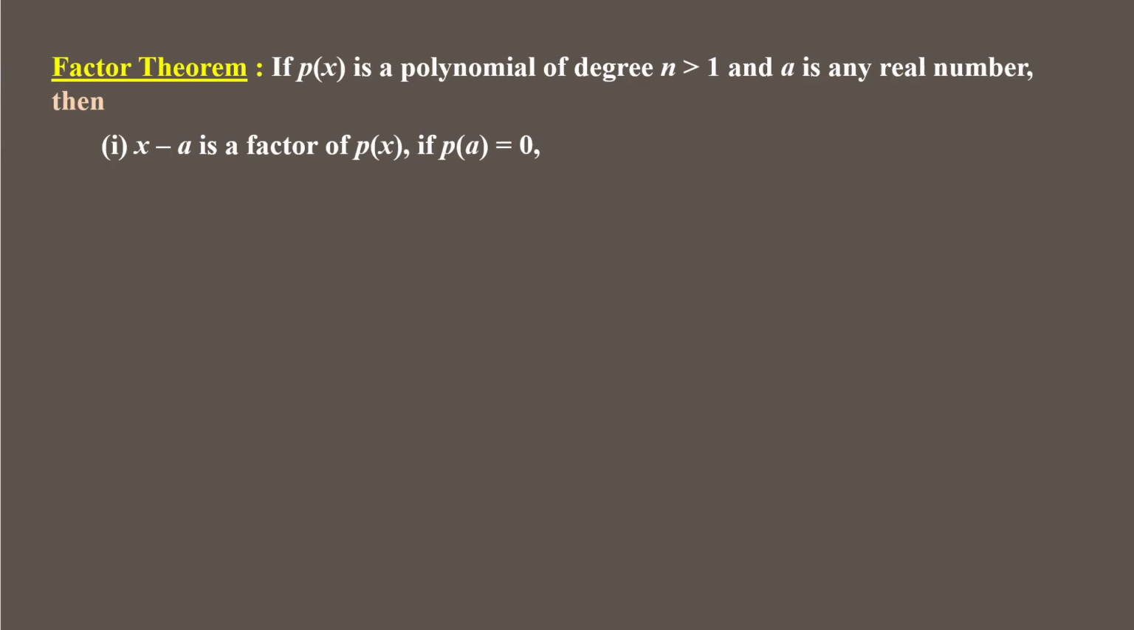In simple words, if the value of the polynomial becomes 0 at x equals a, then x minus a is a factor. Second part. If x minus a is a factor of the polynomial p of x, then the value of the polynomial at x equals a will be 0. This means both statements are true in both directions.